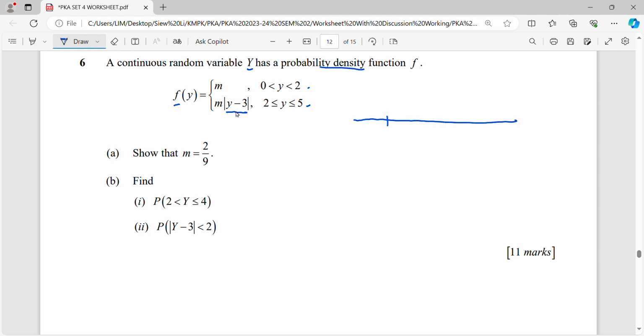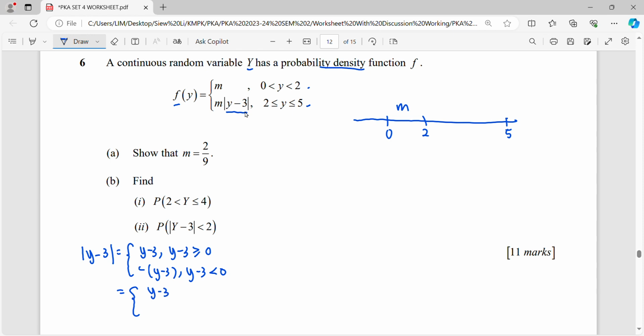From 0 to 2 is m. From 2 to 5, here we have a piecewise function as modulus y minus 3 can be expressed in piecewise. It will be positive when it is greater than or equal to 0. It will be negative when this function is less than 0. So after we simplify, it will be y minus 3 when y is more than 3, and we use the negative function when y is less than 3.